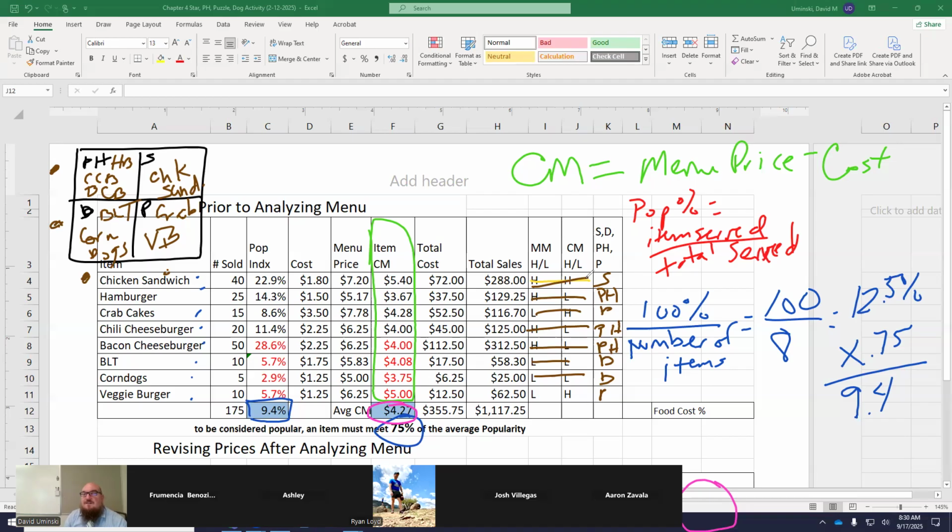And so if it means that we just have an extra loaf or two of Texas toast so we can make our BLTs, well, we already have the ingredients, right? So maybe what we can do is try to make it more popular. Or because it is a low contribution margin, maybe we need to change our recipe to where it becomes more profitable for us. Whether we either change the recipe or we increase the price. Okay.